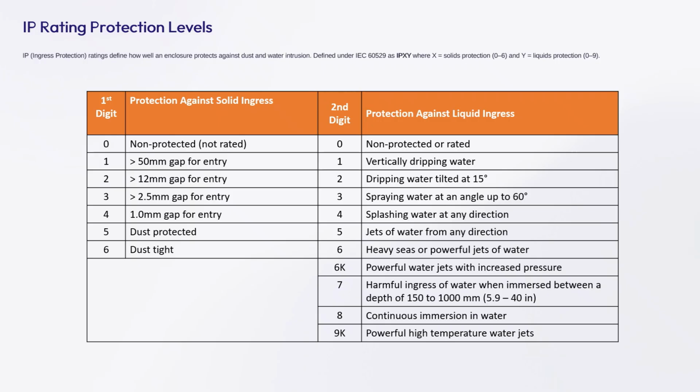IP stands for ingress protection, and it tells us how well an electrical device is protected against dust and water. Let's go through some common IP ratings one by one. IP00. No protection at all. The equipment is not protected from dust or water.